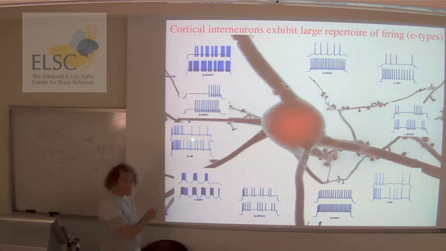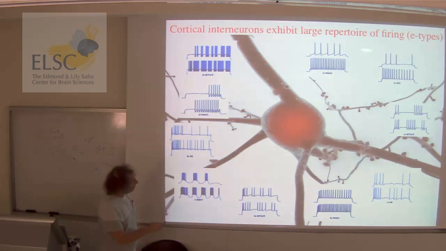So there are all these electrical types, which are not mapped one-to-one to the morphological types. For example, you can find this non-accommodating action potential type in many different cell morphological types. But we know today how many morphological-electrical types we have in the cortex. It's about 300 altogether, 300 or so mixed electrical-morphological types.